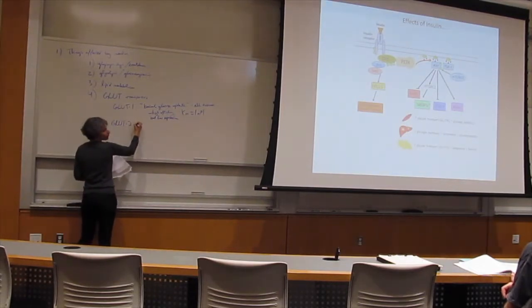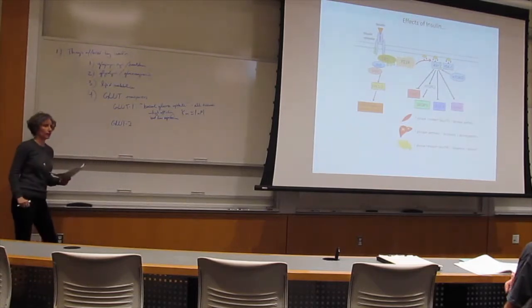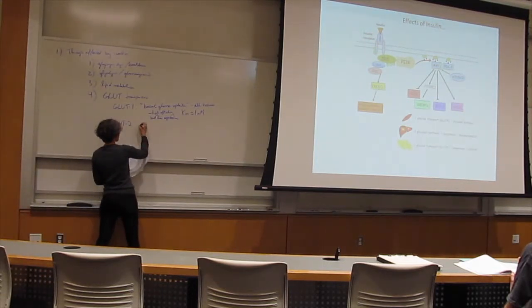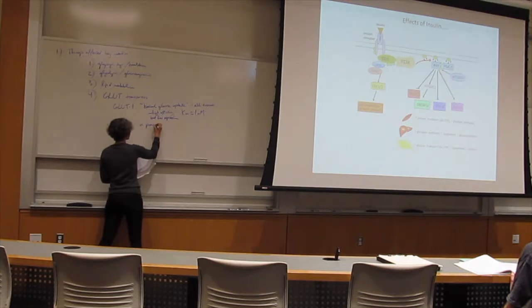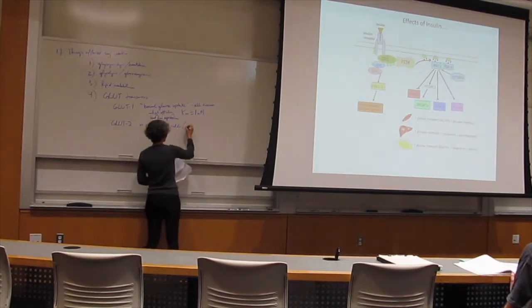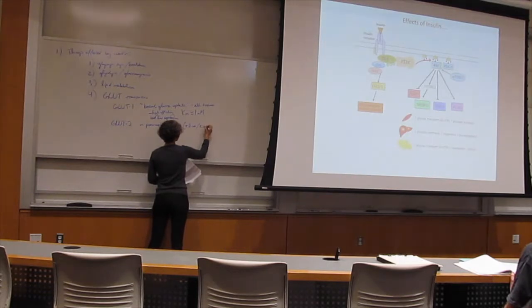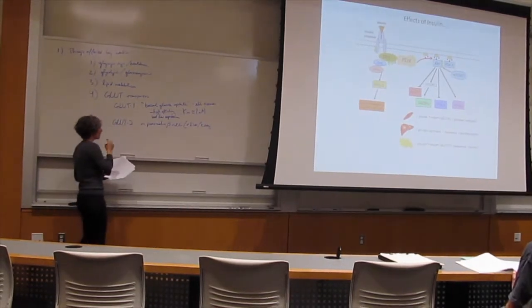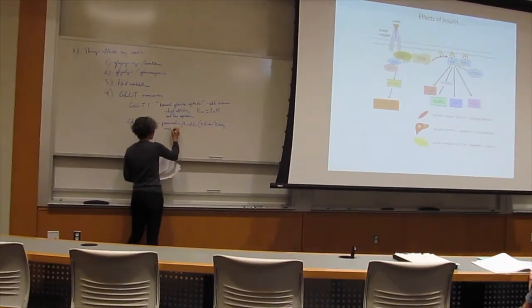Sorry, Katie, we'll get to GLUT3 in a minute. Usually it goes numerical. So GLUT2 is going to be in pancreatic beta cells. That is where it is primarily expressed. You'll also find it in the liver and kidney a bit as well. Okay. And what this guy does is he's going to trigger insulin secretion.